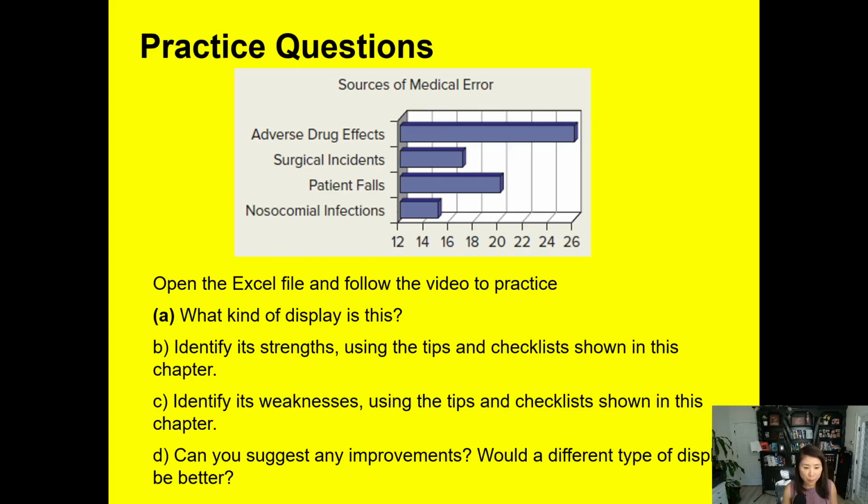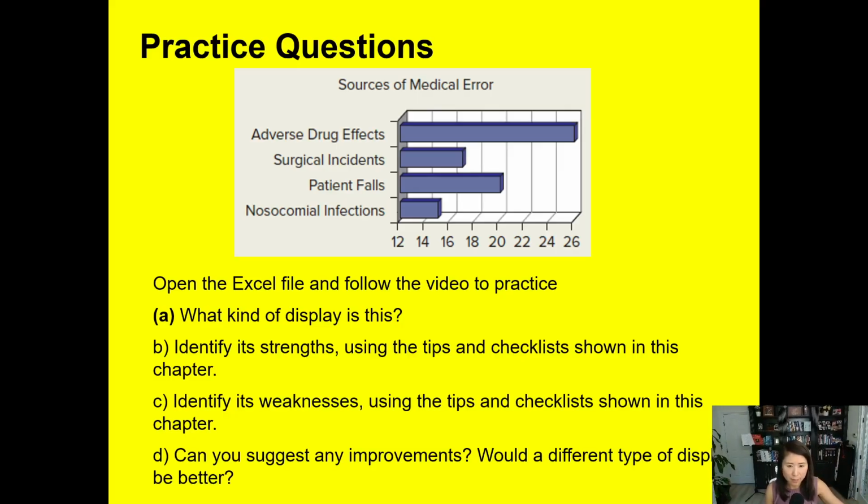Okay, now let's look at a practice question to make sure you fully understand the 9 characteristics of the deceptive chart. On this diagram, you are able to see the source of the medical errors, like adverse drug effect, surgical incident, patient falls, etc. Now the question is, what kind of display is this?